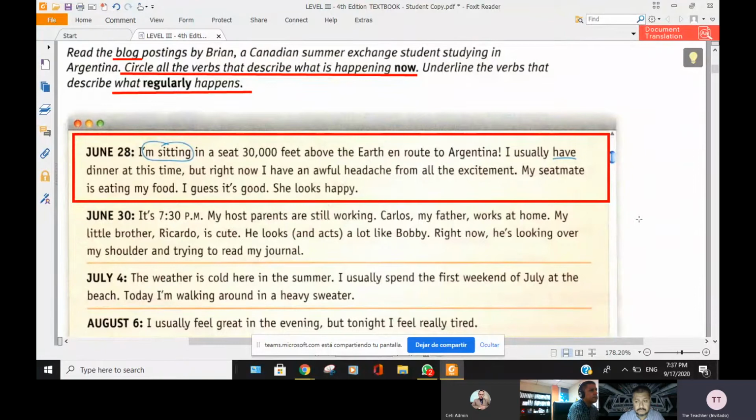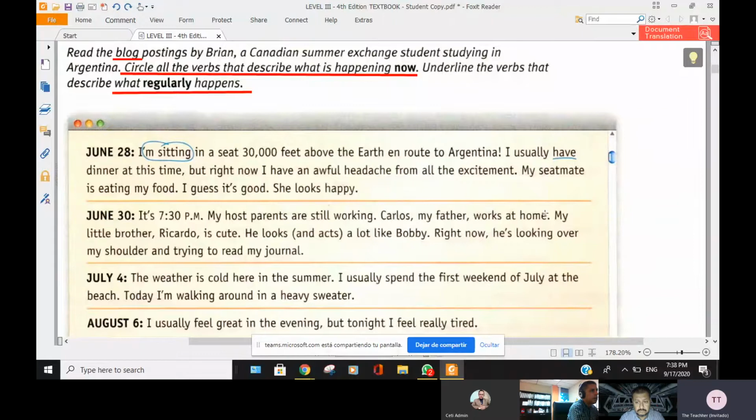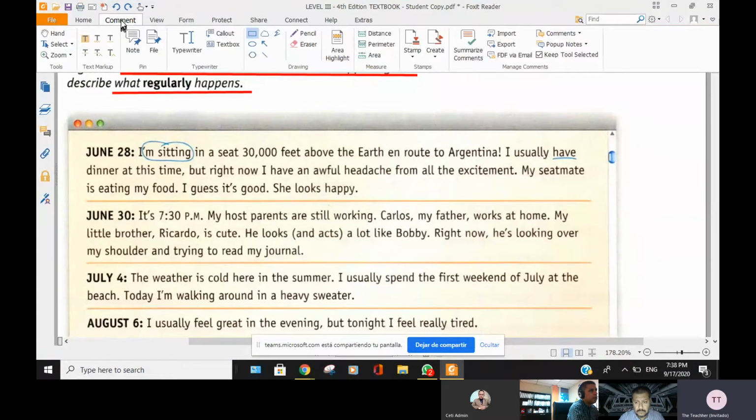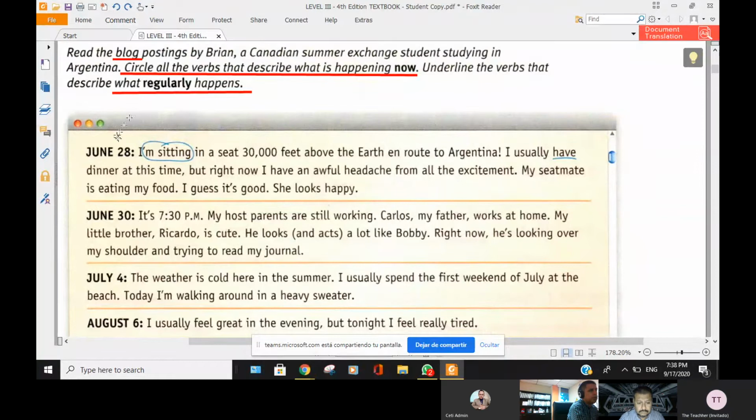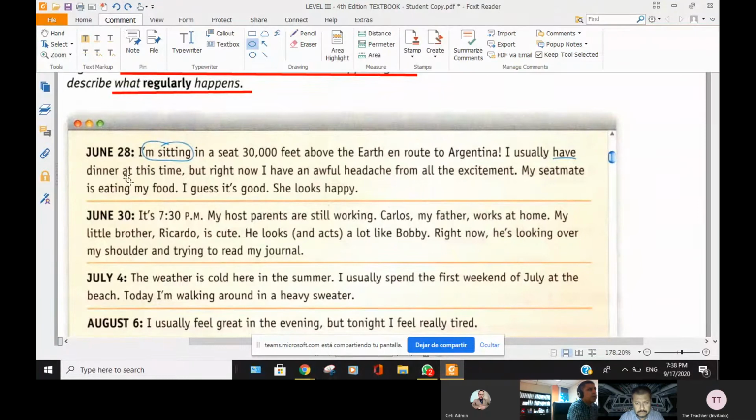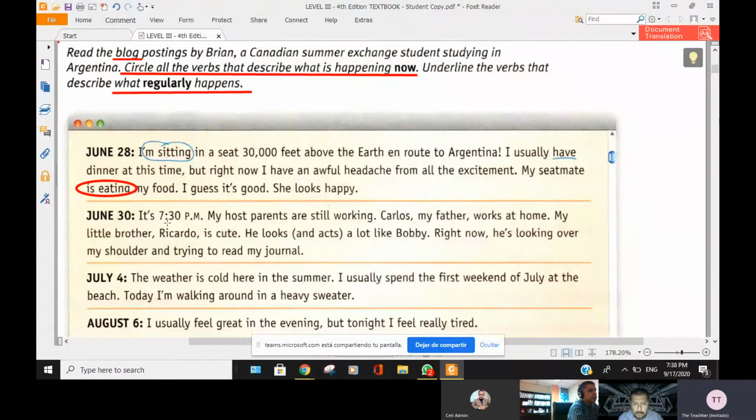And again, can you tell me, Danny, what is happening now and what happens usually? What is happening? He says that he usually, at this moment, is not flying. The usual is that he has dinner at this moment. Mm-hmm. But instead of having dinner, he is sitting on an airplane, and his seatmate is eating his food because he can't eat. Okay, so we're going to circle is eating because that is happening right now.